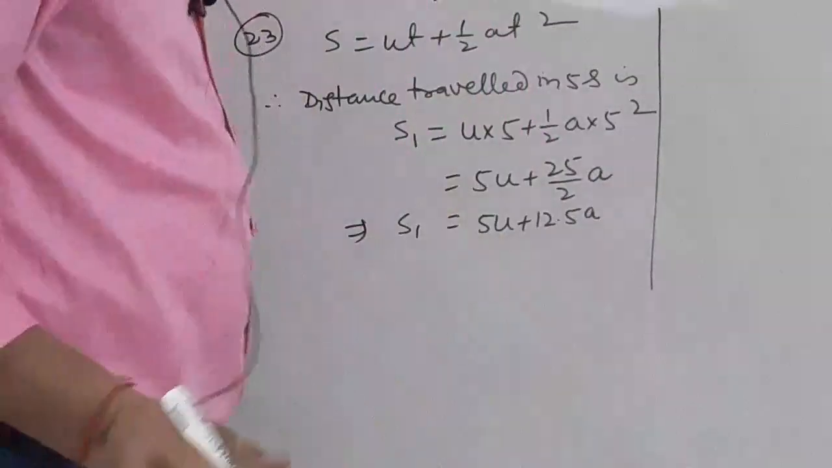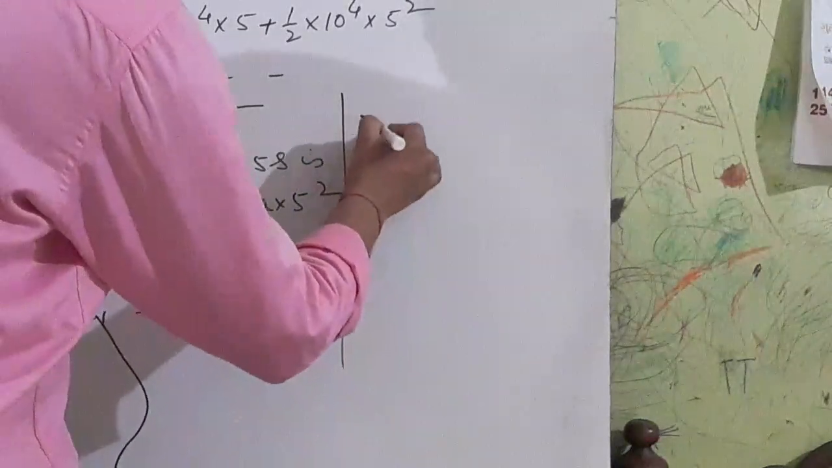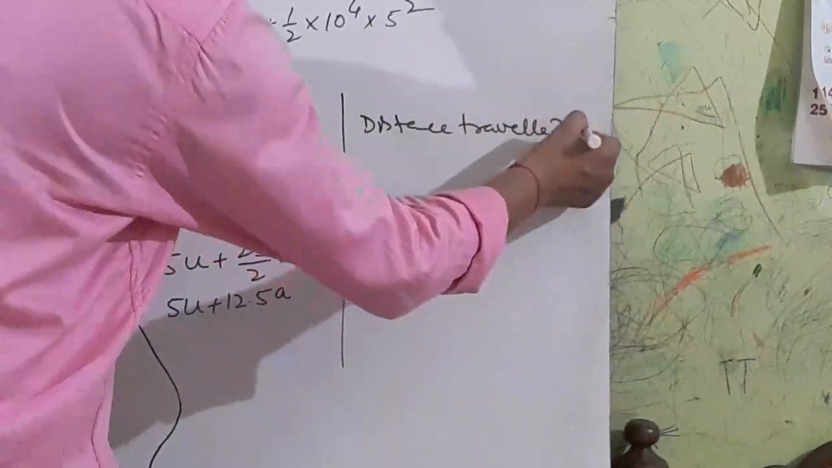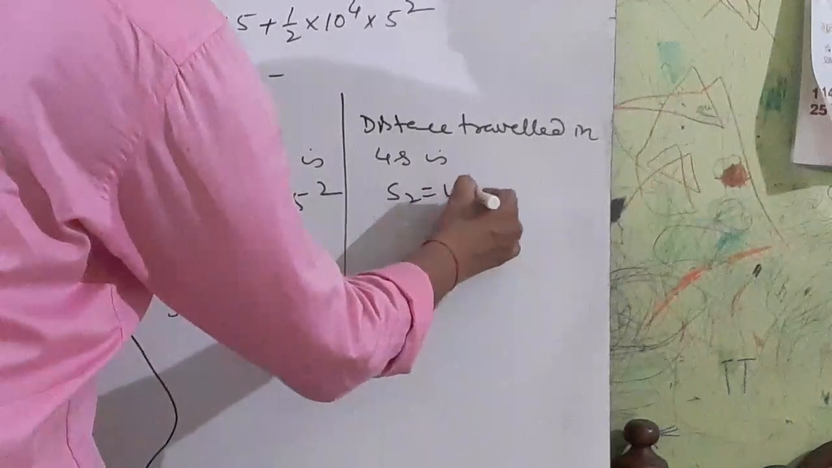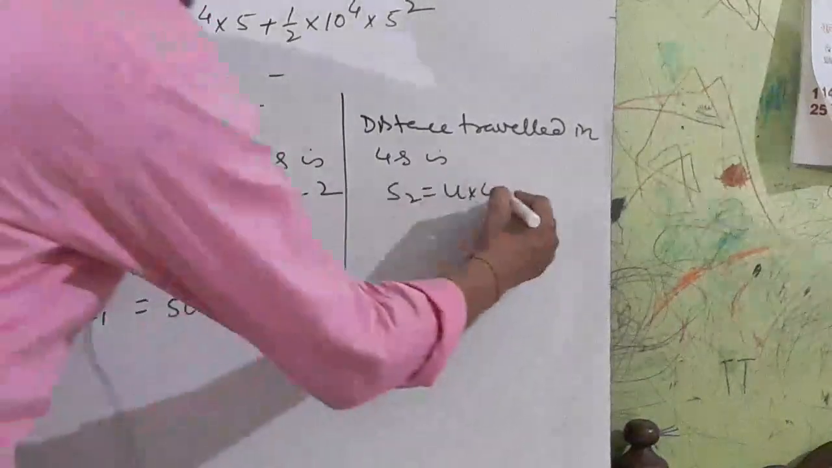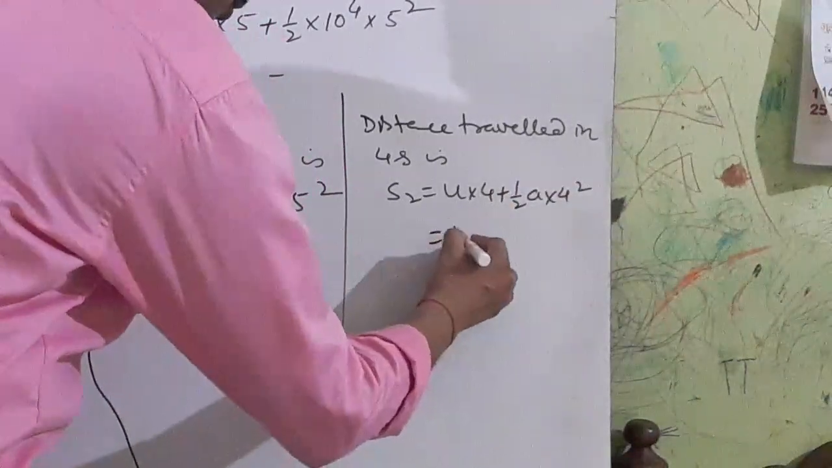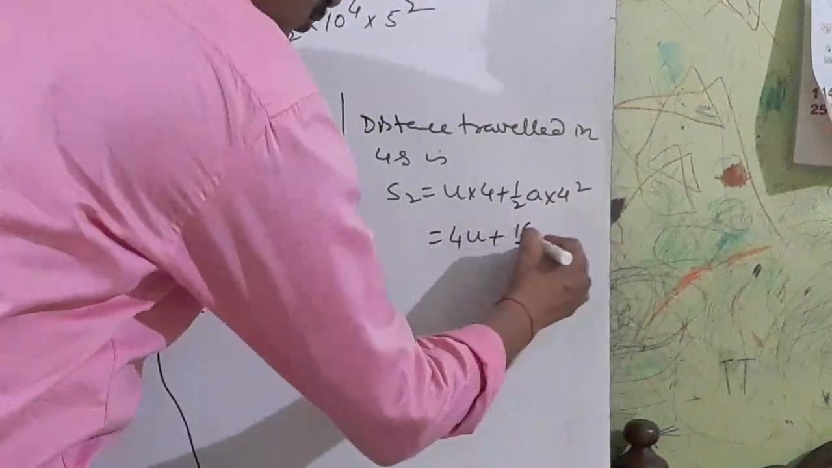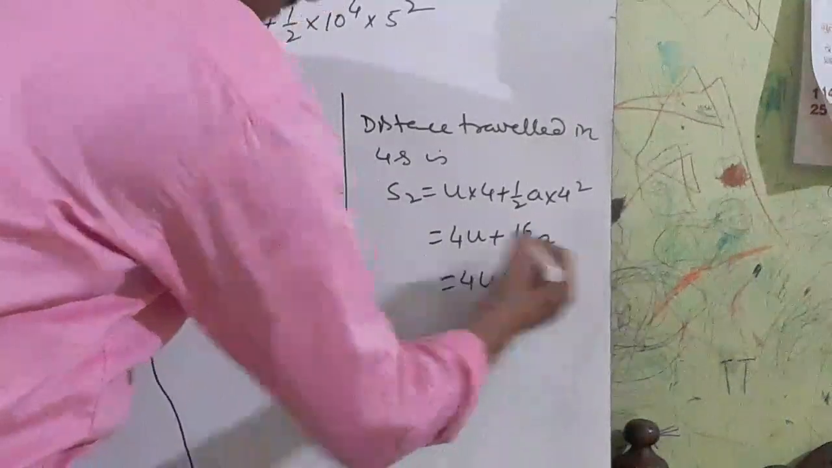S2 means you can have distance travelled in 4 seconds. Distance travelled in 4 seconds is S2 is equal to u into 4, ut plus half a into 4 square. This is 4u plus 4 square is 16 by 2a. So this is 4u plus 8a.